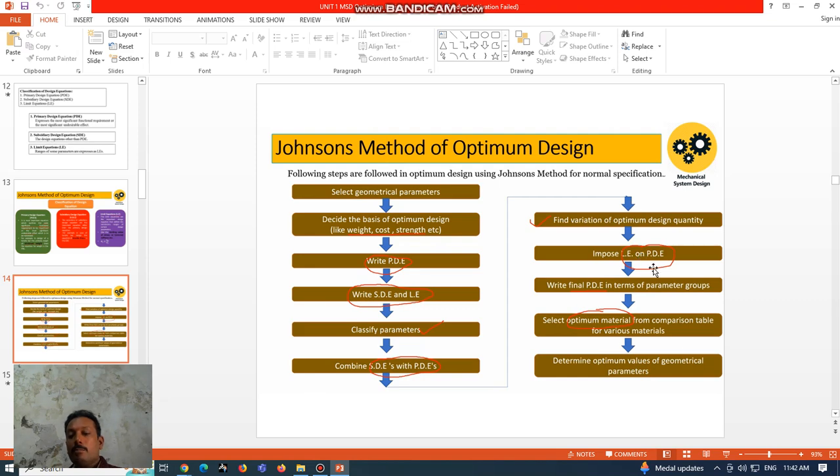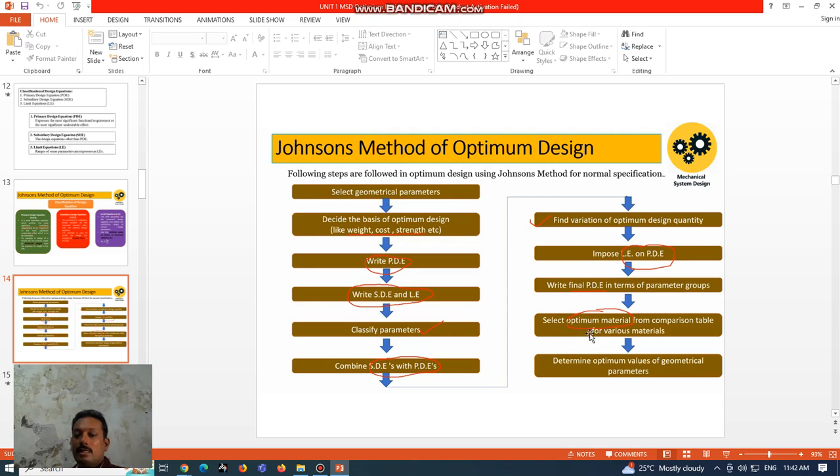Now the next step will be to impose limit parameters or limit equations on the P.D.E. Here, using limit equations, determine and substitute the optimum values of each independent parameter or independent parameter group in the developed P.D.E. Now write the final P.D.E. in terms of parameter groups. Write the P.D.E. in terms of functional requirement parameter groups including undesirable effect, material parameter and geometric parameters. This is the final P.D.E. equation.